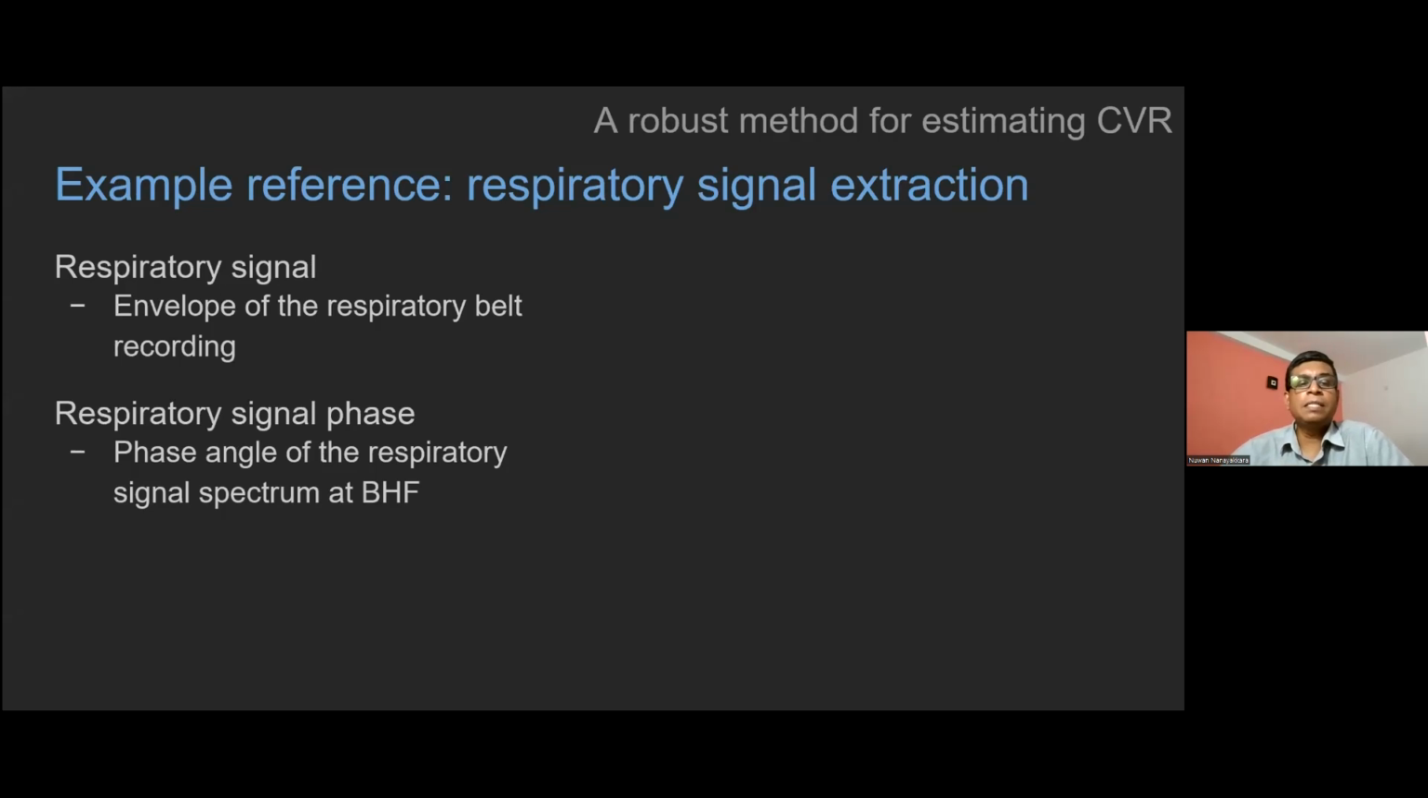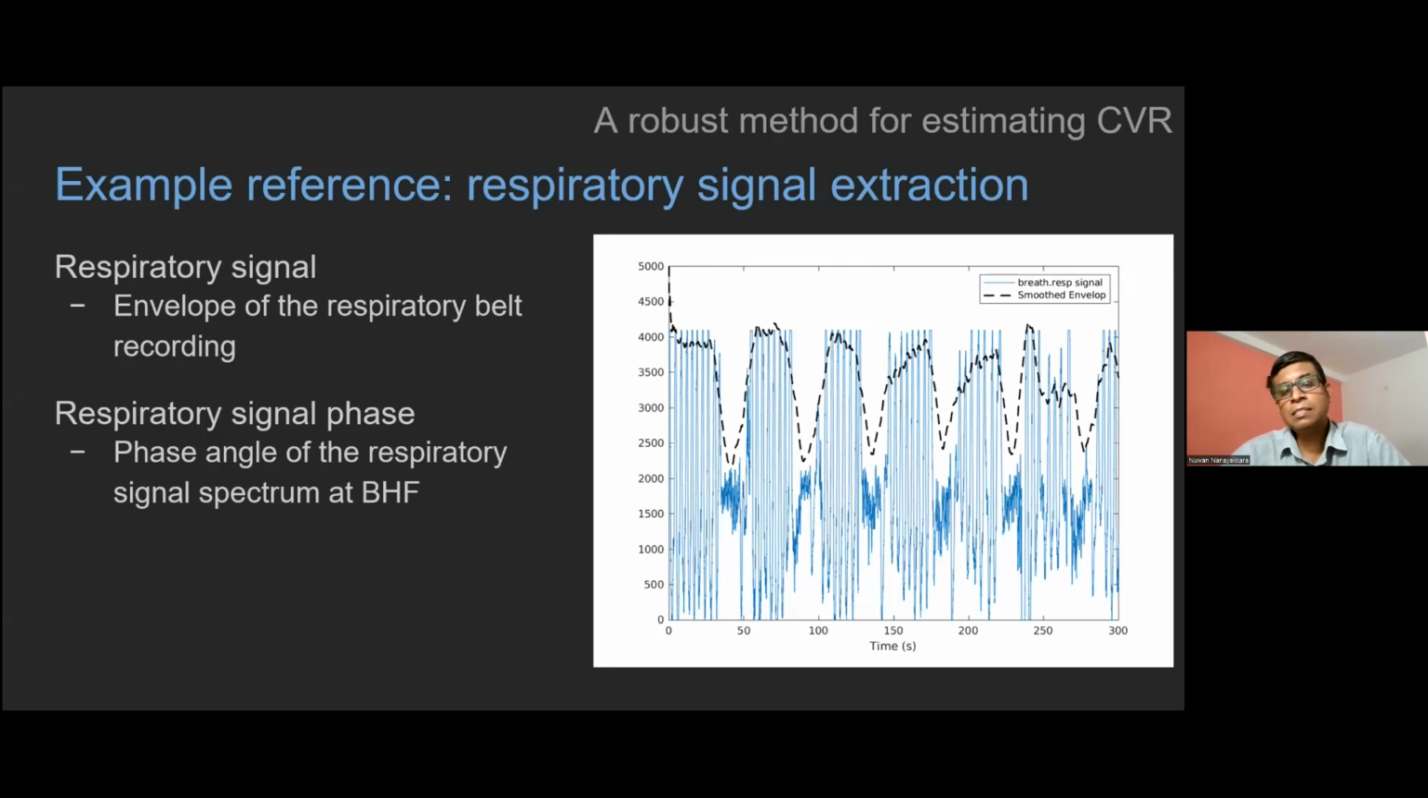This is an example reference, but it can be any non-neural signal that can be extracted. Our respiratory signal recording is something like the blue one, but we detect the envelope. The envelope corresponds to the respiratory pattern that the patient followed, which was shown in the previous graph. Now, this detected envelope's spectrum is computed. The phase angle of this detected envelope spectrum at the base breath-hold frequency is selected as the reference base to calculate the CVR time delay.